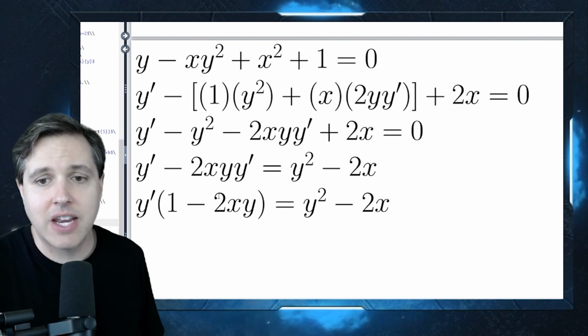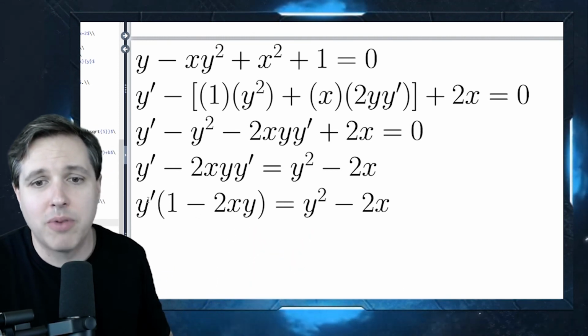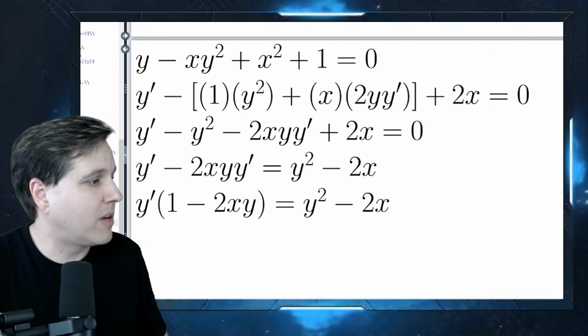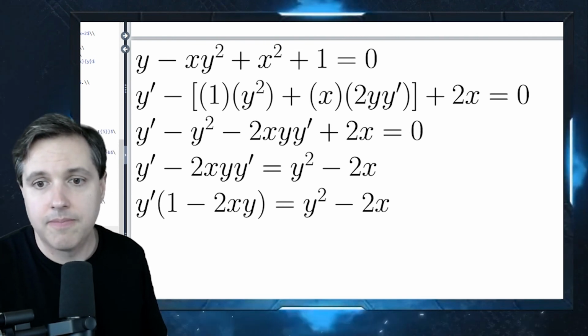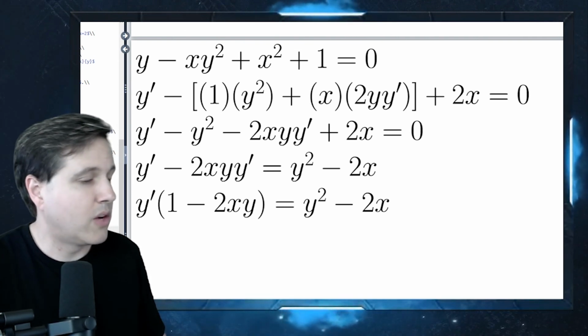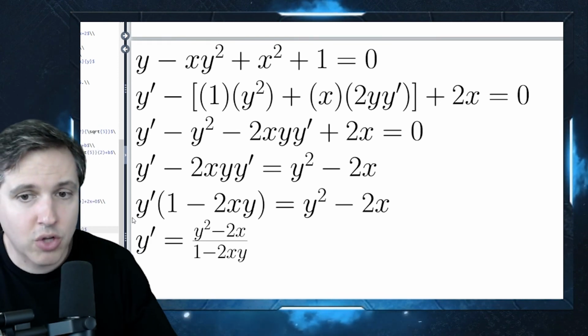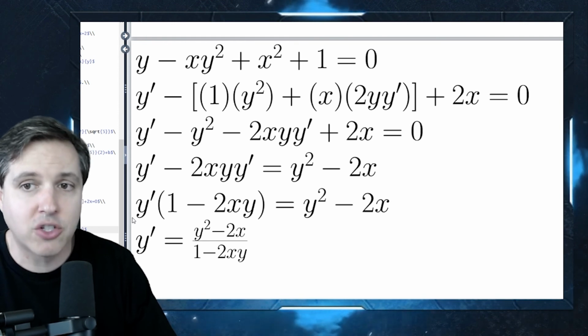And then this looks kind of complicated, but it's just some junk, right? It's just some value that's multiplying our y prime, so just divide by that. So if we go through and divide by this, then we get our final answer, which is solved in terms of y prime. So we're looking at y prime is equal to y squared minus 2x over 1 minus 2xy.